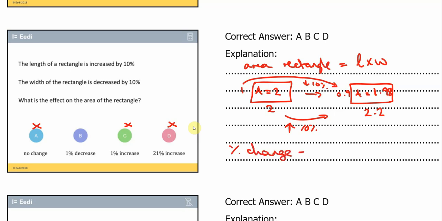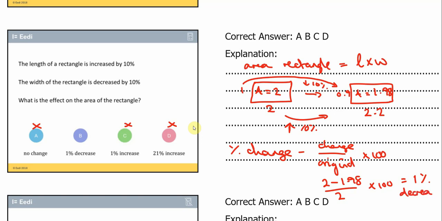Percentage change is the new minus old over old, or you can say the change over the original times 100. So the change is 2 minus 1.98 over the original, which is 2, times by 100. So I'm going to do that in my calculator. That gets me 1. So a 1%, and then you just need to have a bit of knowledge and just think, well, it's gone down, so it's definitely a 1% decrease.